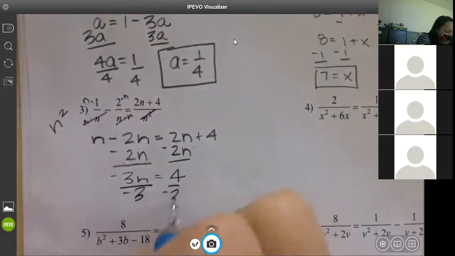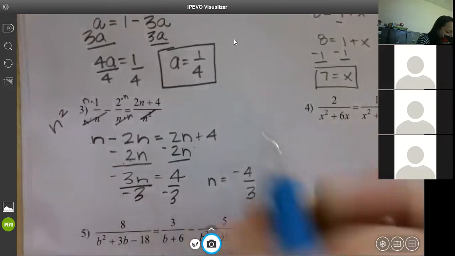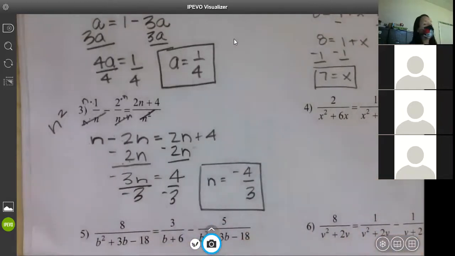Divide -3. I get n equals -4/3. If I plug that back into my denominator, I do not get a 0. So we're good. And again, the reason that we're making sure it's not equal to 0 is because we can't divide by 0. So we don't want anything that'll put a 0 in the denominator.